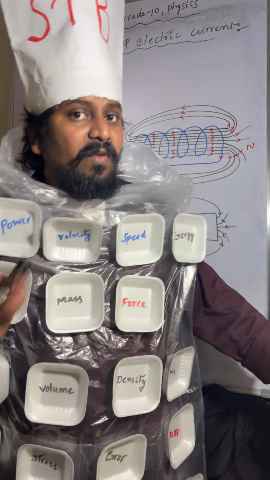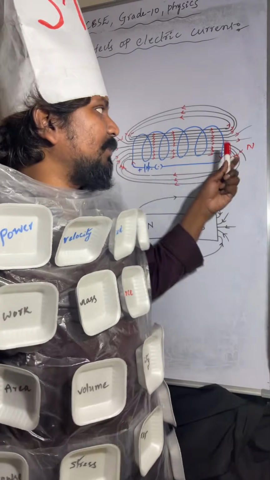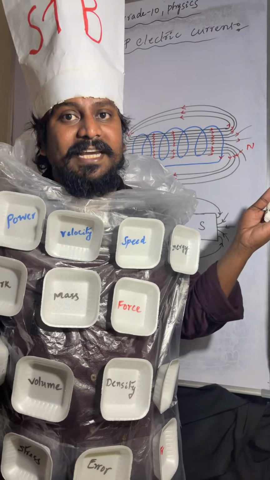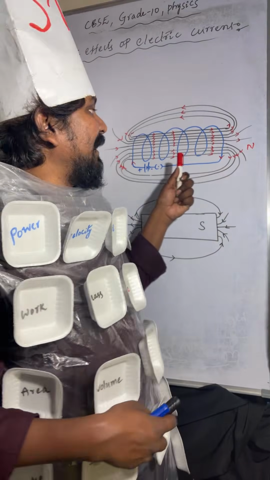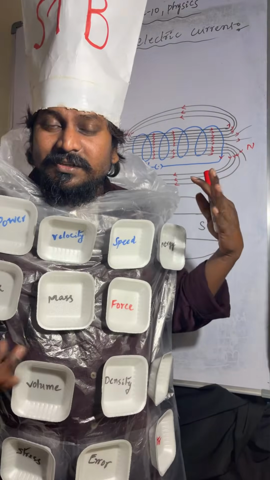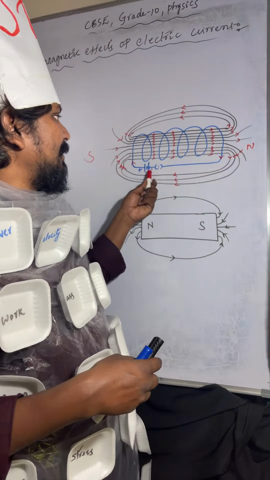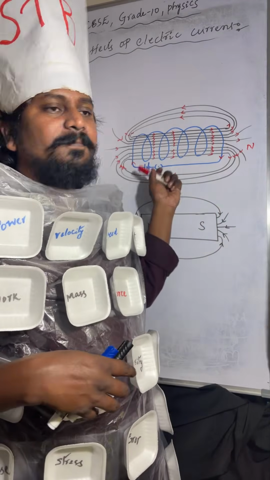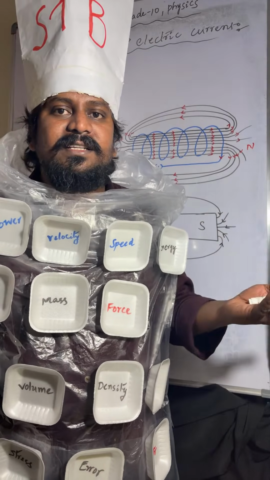Understood or not? And one more thing, we can change the polarities. Those are north pole and south pole, right? Those poles can be changed. How can you change them in the solenoid? By changing the battery direction, by changing the current direction. If you change the battery polarities, automatically the poles of the solenoid also change.